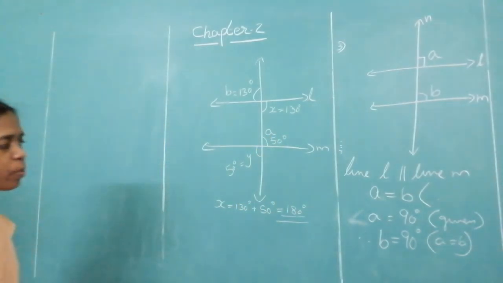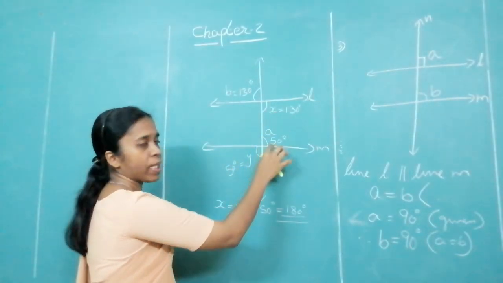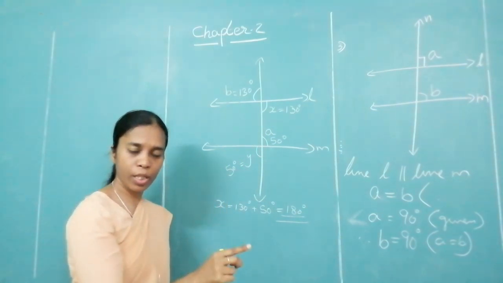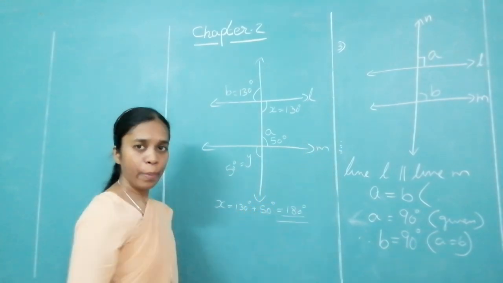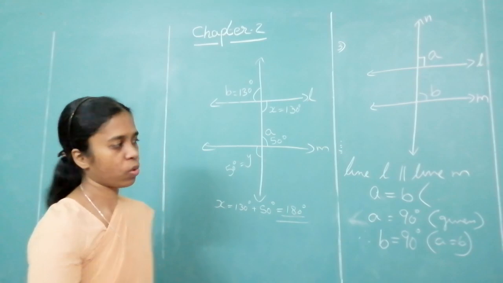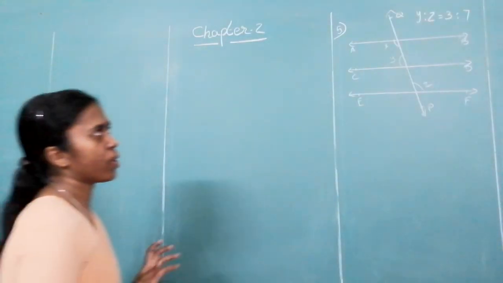Please copy it. And then, once you finish writing this, you have to write X plus A is equal to 130 plus 50, that is equal to 180 degree. Therefore, line L, M are parallel. Reason? Interior angle test. Please copy. Okay, we'll go for the next question.